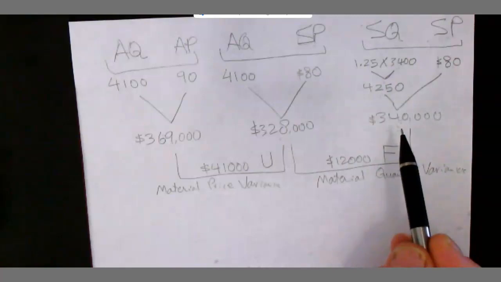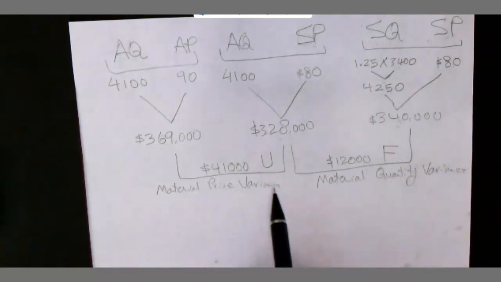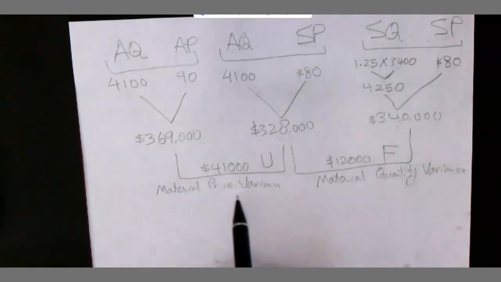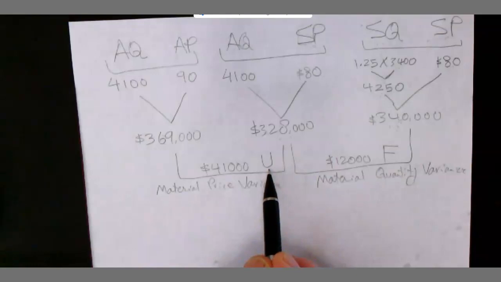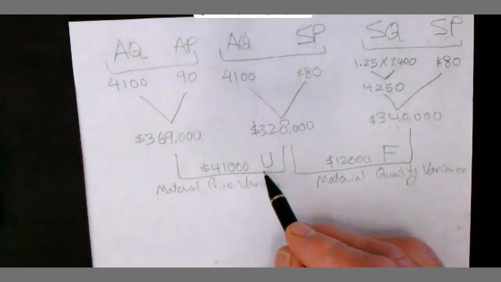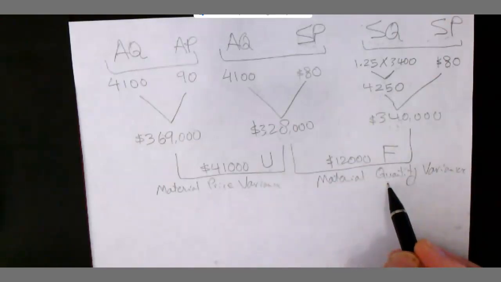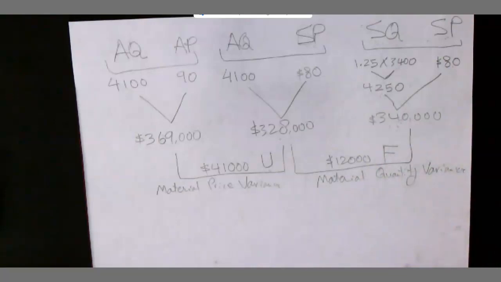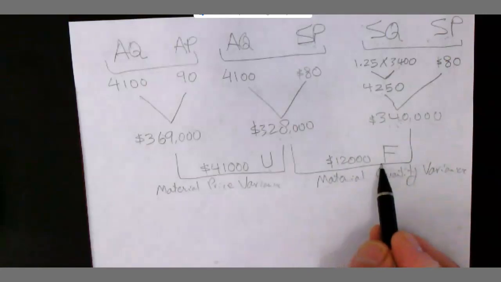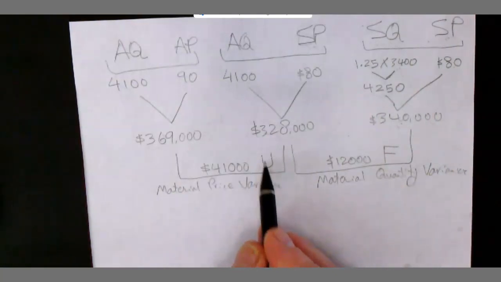So what's going on is this. They spent more money, because material price variance is unfavorable. They bought expensive material. However, that expensive material, even though it produced the unfavorable price situation, the quality of the material was good, and it was a favorable quantity used in regards to material. That means quality was good. So it was very good quality material, with a $12,000 favorable outcome. However, the price was way too high and it was $41,000 unfavorable.